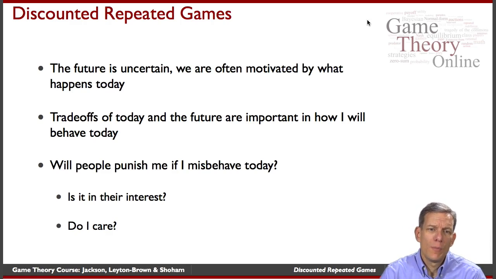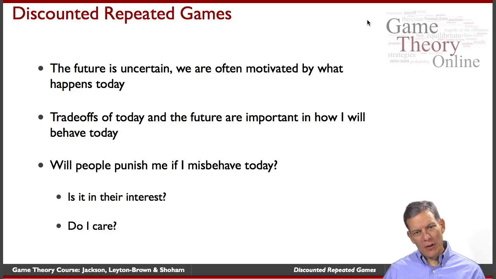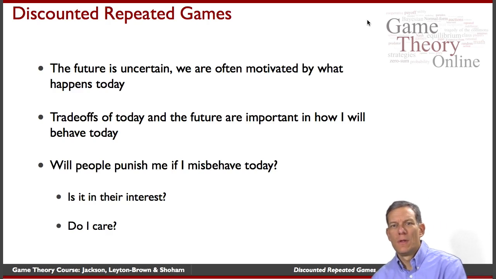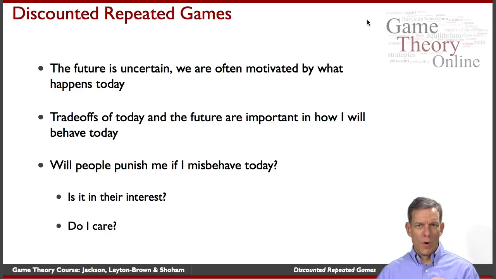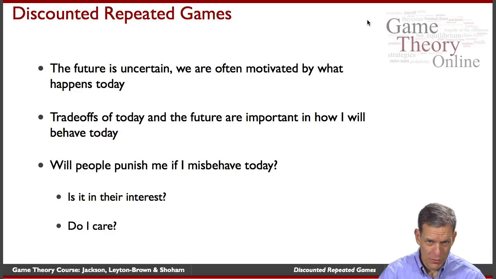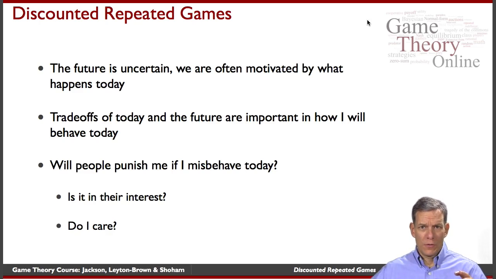So the idea of discounted repeated games is the future is uncertain. You're often motivated somewhat by what happens today, and you trade off today versus the future. So it's not the infinite future that you care about, but you say, I really care about today. I care about it a little bit more than tomorrow. So maybe tomorrow's value is say 80 or 90% of what today's value is. And that means that if today is worth 1, tomorrow's worth 0.9, the next day is worth 0.81, 0.72, et cetera, et cetera. So things are decaying exponentially in terms of discounting.